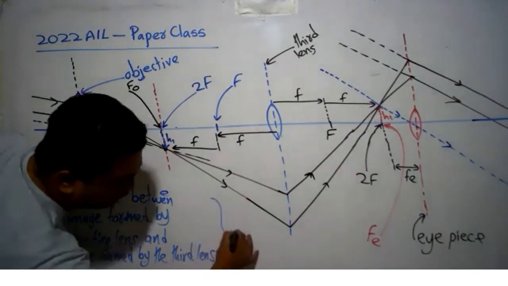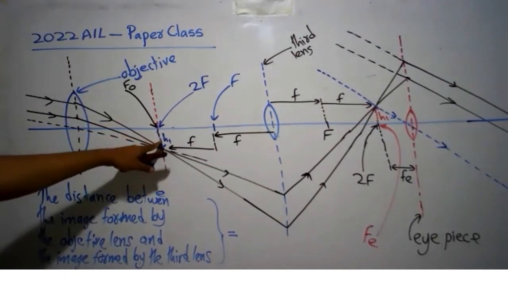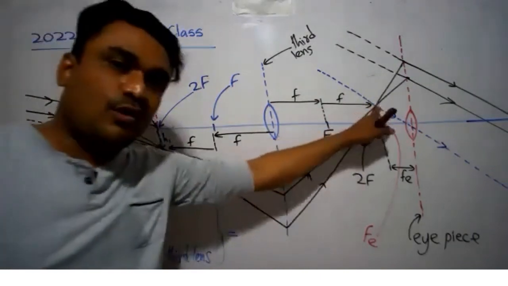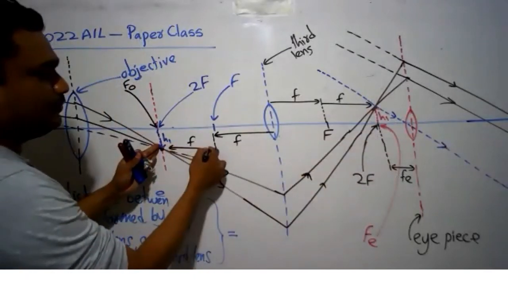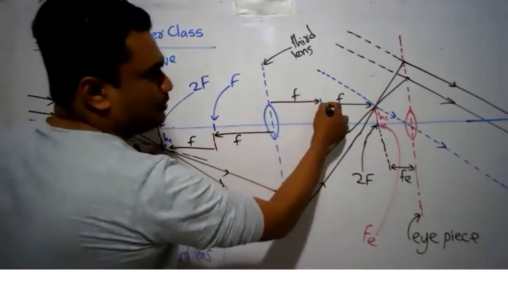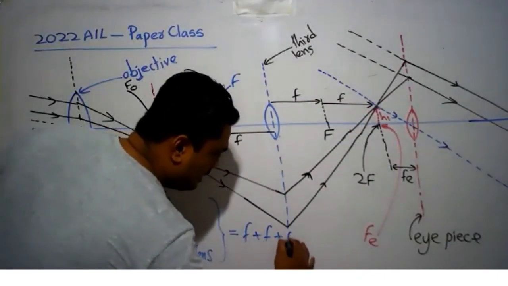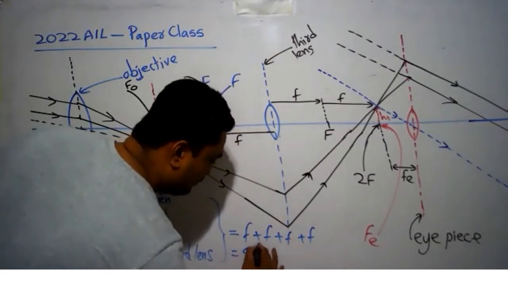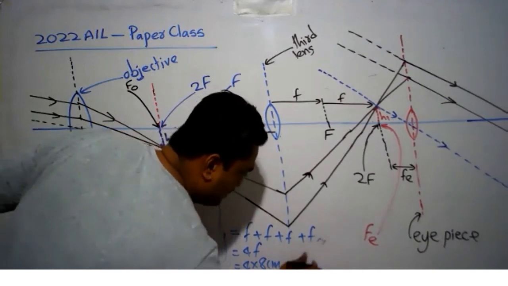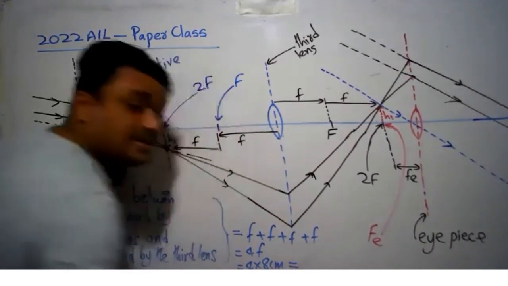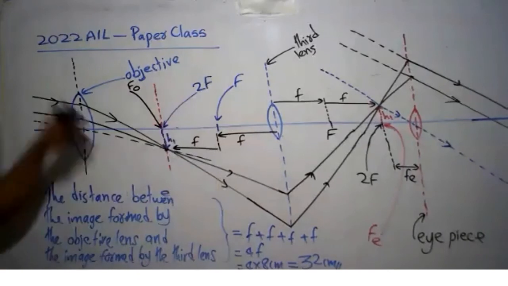They have asked us to find the distance between the image formed by the objective lens, H1, and the image formed by the third lens. So we should find this gap. That is F plus F plus F plus F. It means 4F. F is given as 8 centimeters. 4 times 8 means 32 centimeters. So that is the answer.